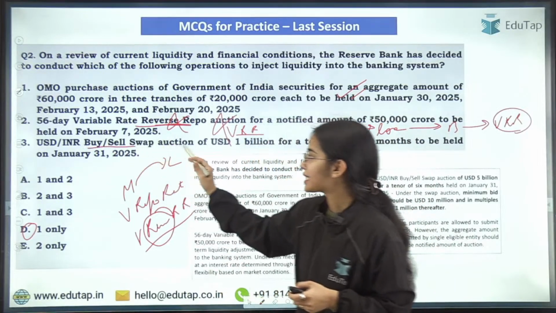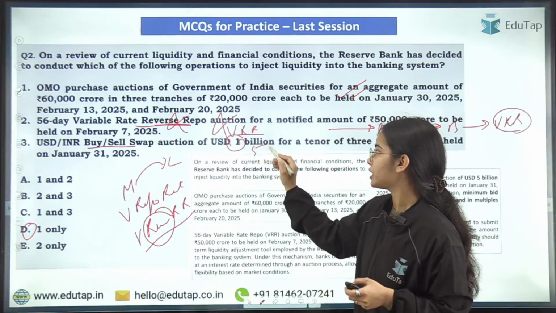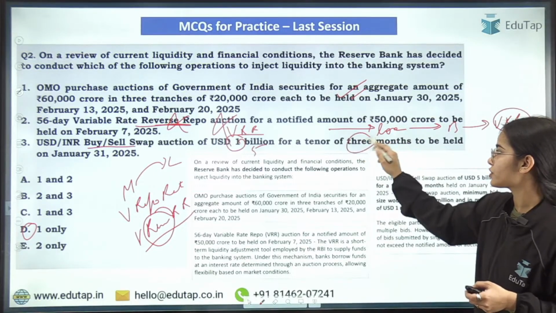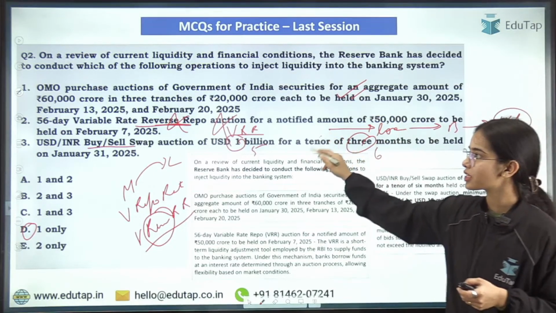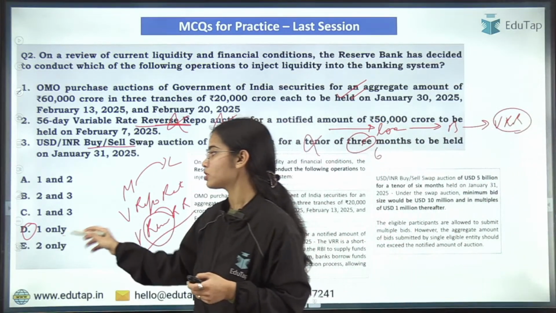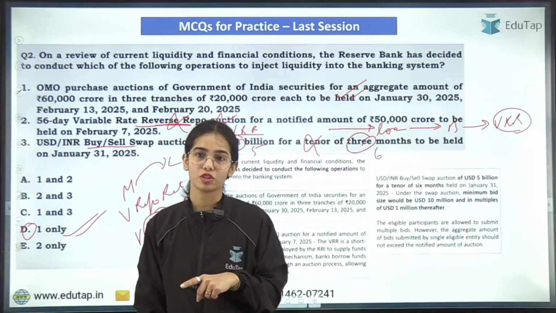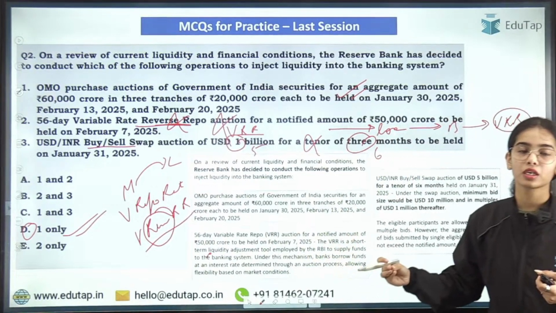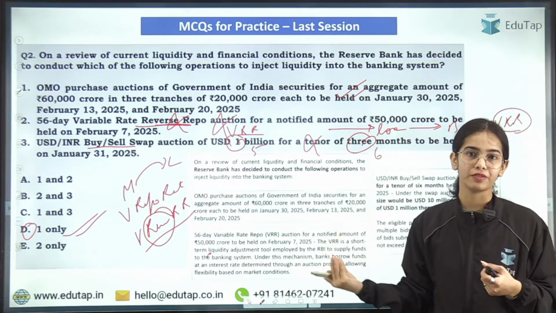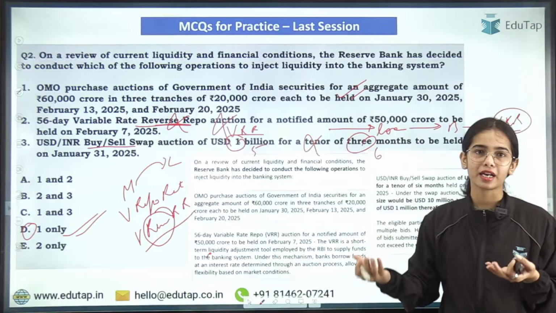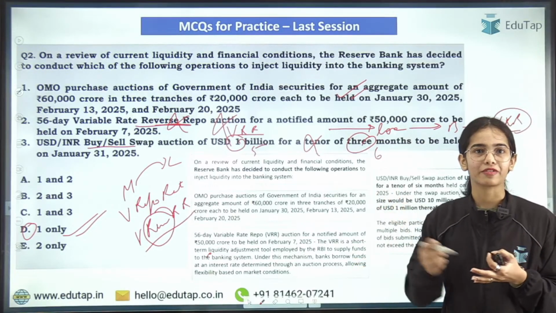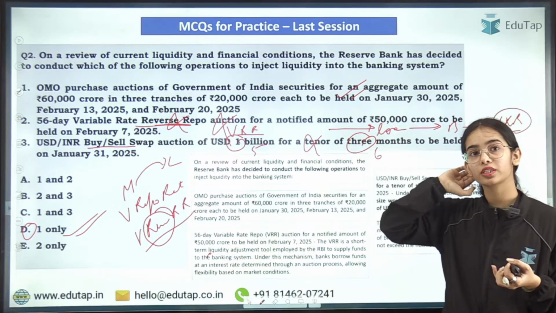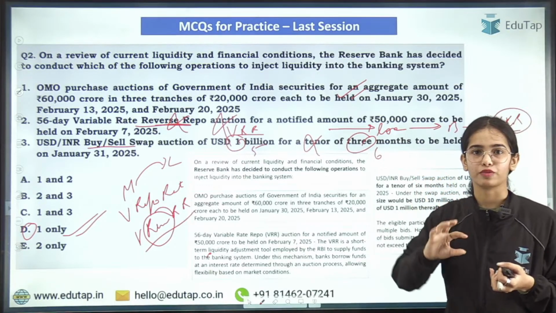USD INR buy sell swap is of $5 billion for a tenure of 6 months. So second and third statements were wrong and only the first statement was correct. So here also the answer was D. Whenever you are reading the question, read it very, very carefully. The questions are being made for you to be confused. Some questions maybe I have made some mistakes, so I will also clarify that. But in these questions, you made the mistake. So do read the question carefully.